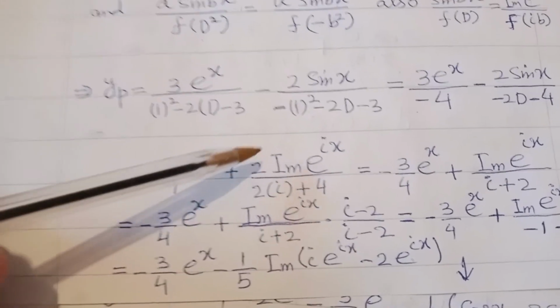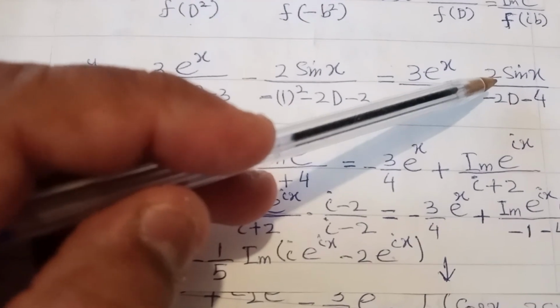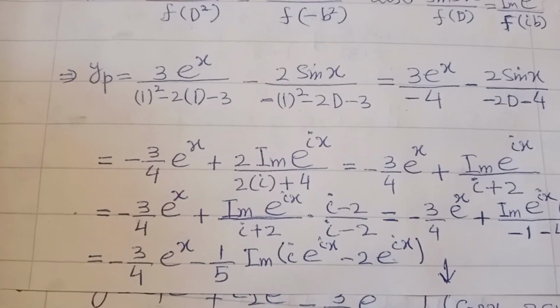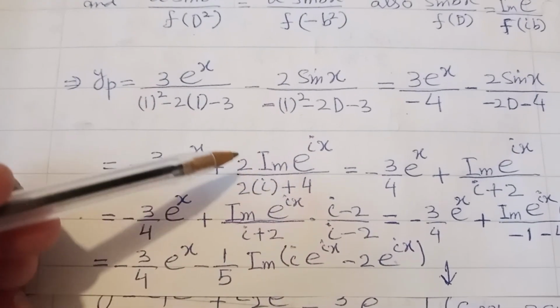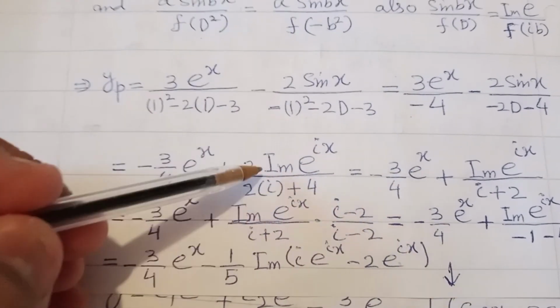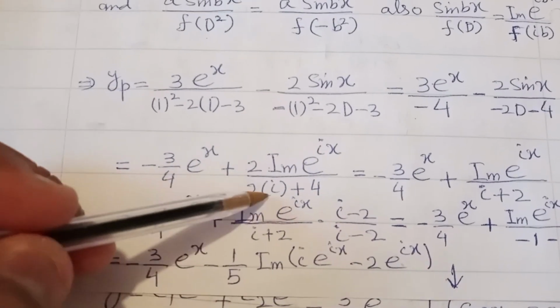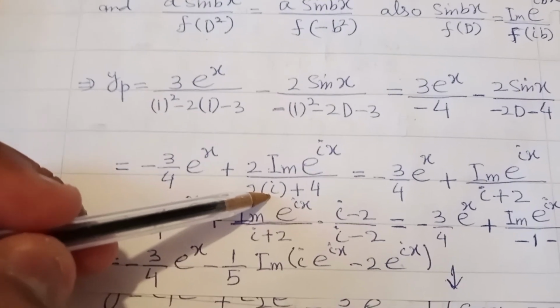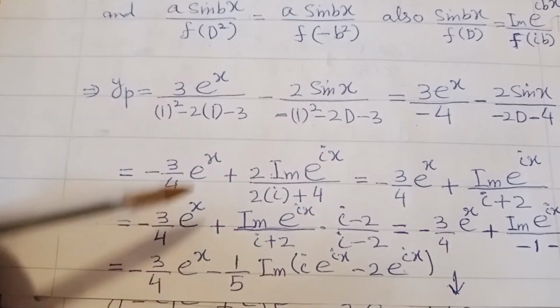Second rule, we have sine here in the second function. So sine is the imaginary part of the complex number. So here we will write 2 is the coefficient, 2 times the imaginary part of exponential iota x divided by f of b. B is iota. So 2 iota plus 4.